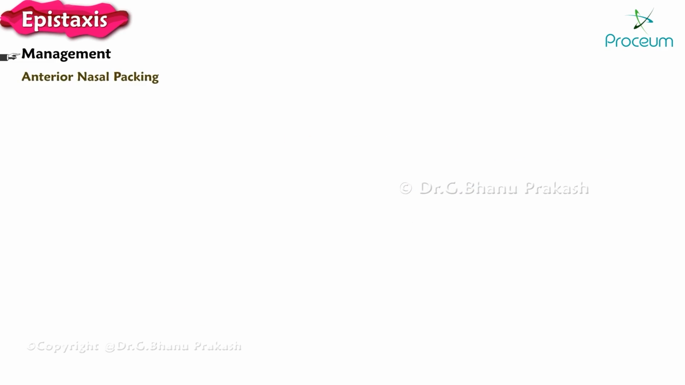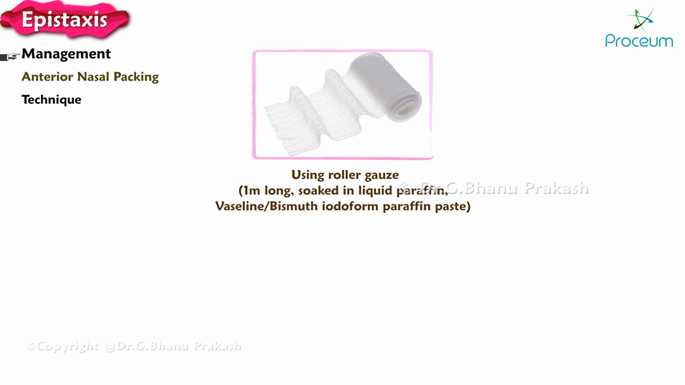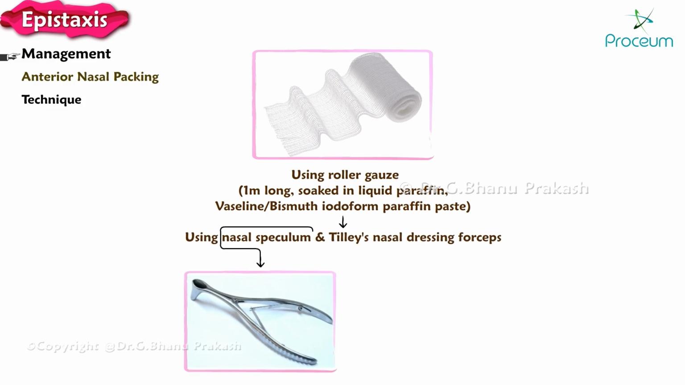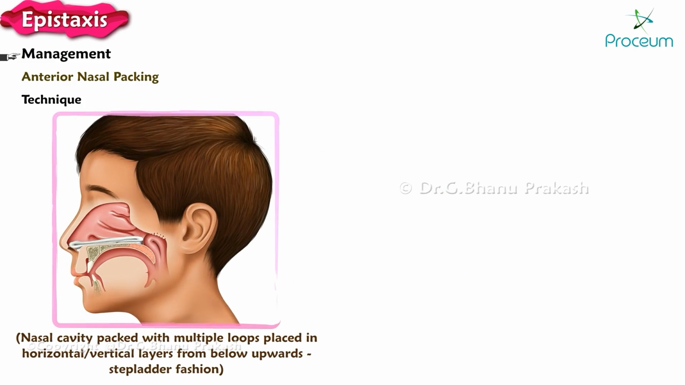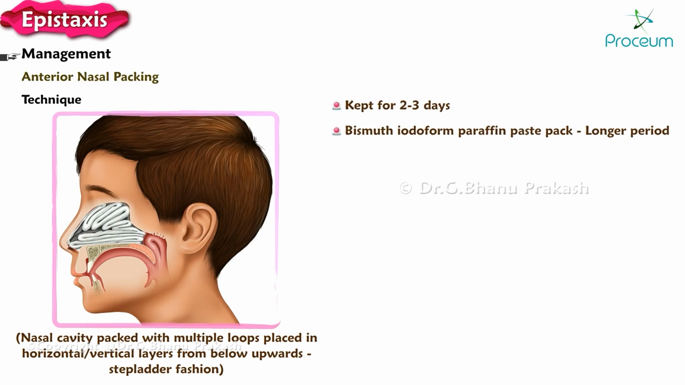Anterior nasal packing. Technique. This is usually done by using roller gauze, 1 meter long, soaked in liquid paraffin, Vaseline or bismuth iodoform paraffin paste. Under vision, using a long-bladed nasal speculum and Tilley's nasal dressing forceps, the nasal cavity is packed with multiple loops placed in horizontal or vertical layers from below upwards, stepladder fashion, as shown in the figure. The pack may be kept for 2 to 3 days. Bismuth iodoform paraffin paste pack can be kept for a longer period.